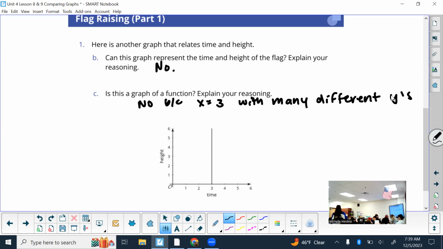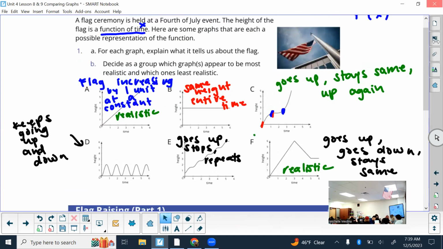So now let me have you look at this really quickly. Go back to the first 6 flags that I asked you to look at. See if any of these are not functions. So we already decided the one that's just a vertical line is not a function. Now decide if any of the others are. I'll give you like 30 seconds.